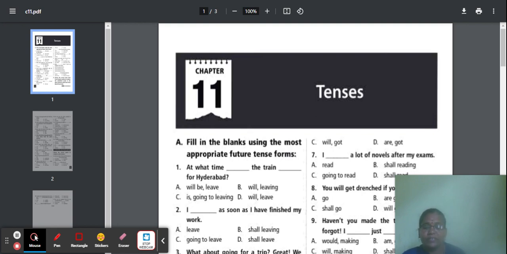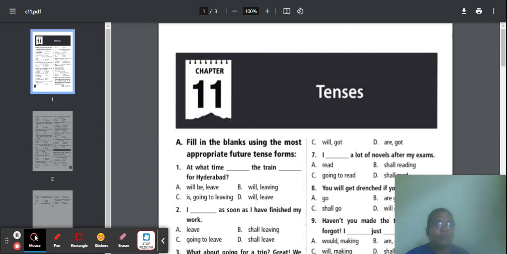Next, future continuous tense. In future continuous tense, we should use will plus be plus main verb plus ing. I will be driving, you will be driving a car. We will be driving a car. He will be driving a car. She will be driving a car. It will be driving a car. They will be driving a car. Here also the keywords are next week, tomorrow, like that.